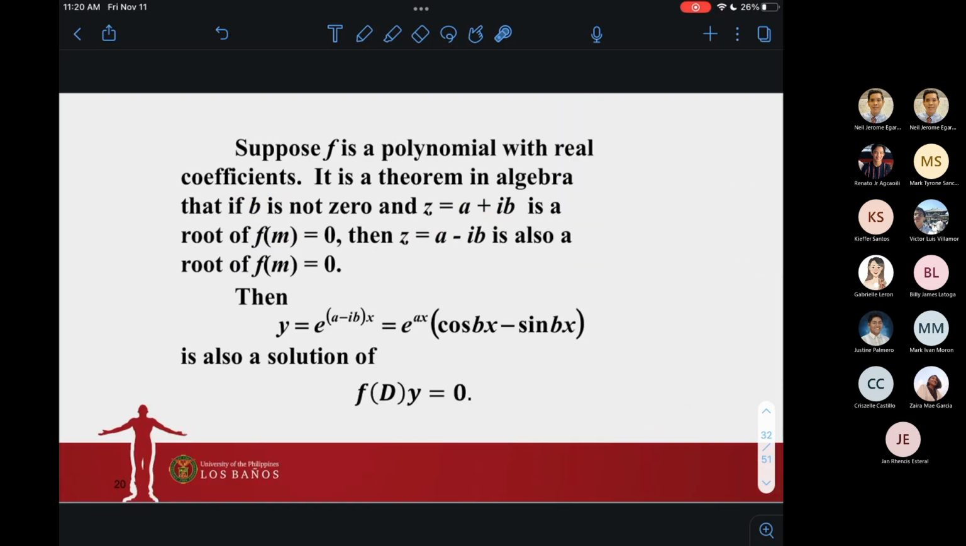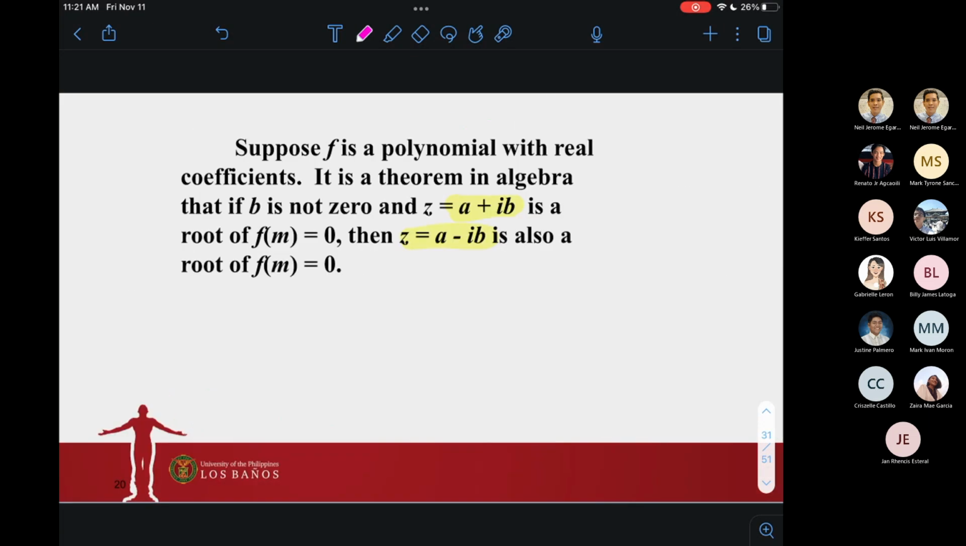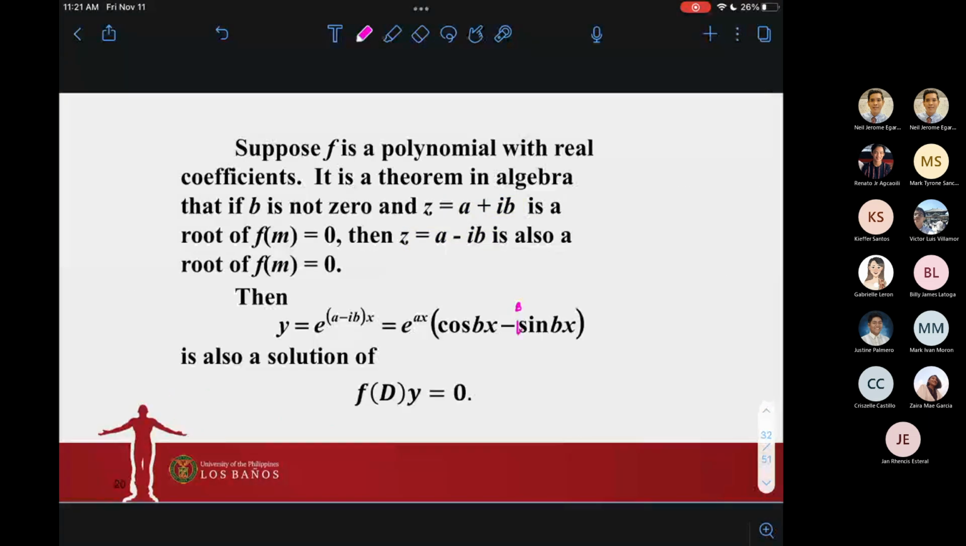Which brings us to have two solutions. So aside from e to the ax times cosine bx plus i sine bx, ito rin ay solution doon sa ating auxiliary equation, a solution din doon sa GLDE. Actually, nawala yung i dito. Double check ko nga. Yeah. Dito lang siya nawala. Dapat may i dito. Cosine bx minus i sine bx. So combo lagi yan. Dalawa yung nakukuha natin na solution right away. Alright?